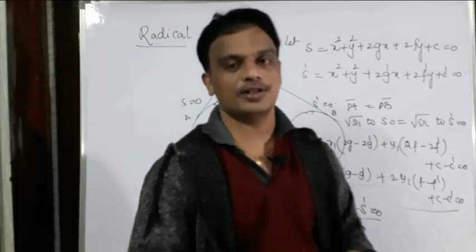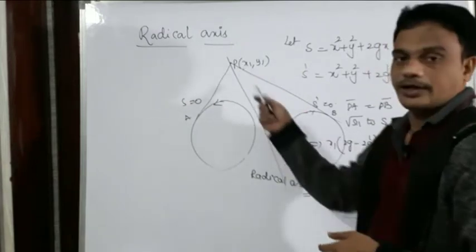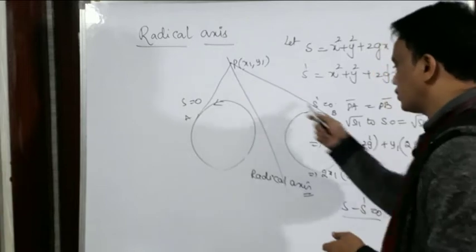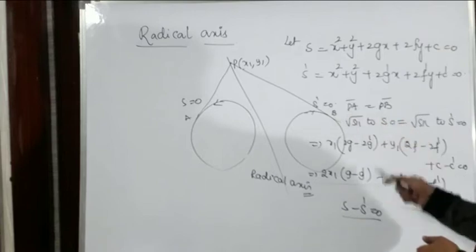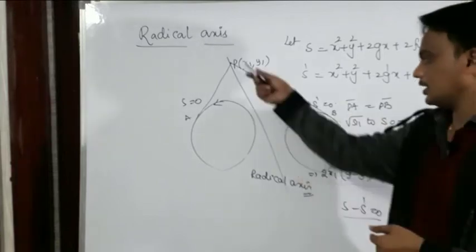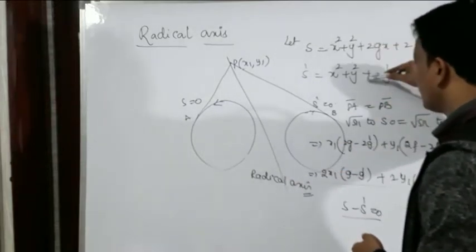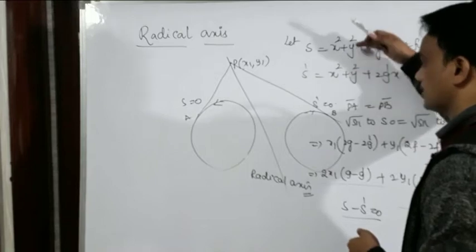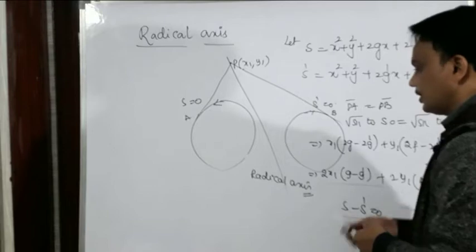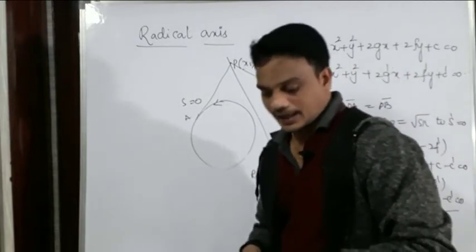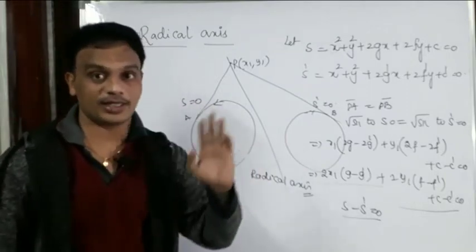First of all, what is the definition of radical axis? It is the locus of the point where the lengths of the tangents drawn to the two circles are equal. So by equating the lengths of the tangents, I can get the locus. So what is the locus? It is a straight line. How can you get that? The straight line is S minus S dash. The first circle minus the second circle. Of course, the difference of these two circles is nothing but a line. What is that line called? Radical axis.